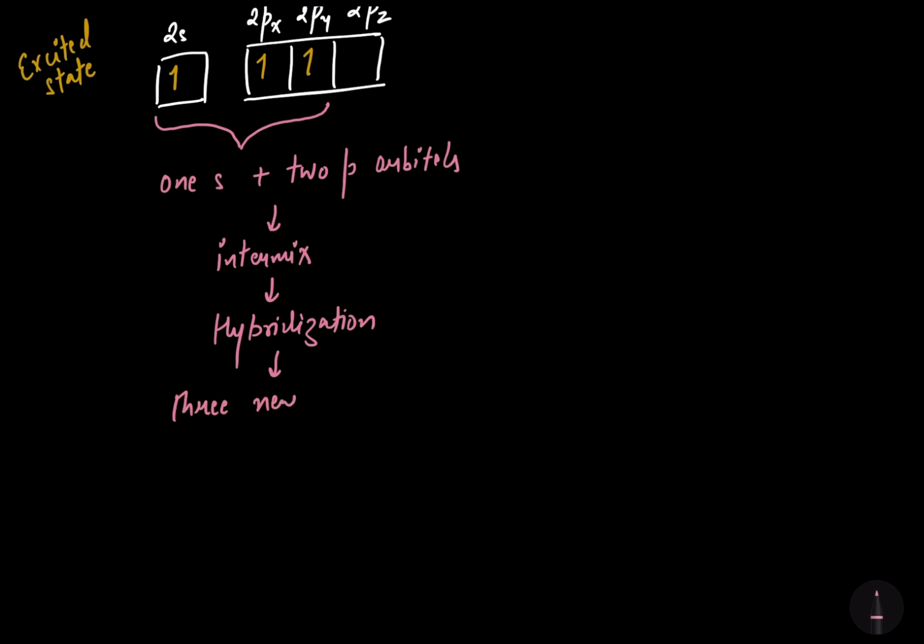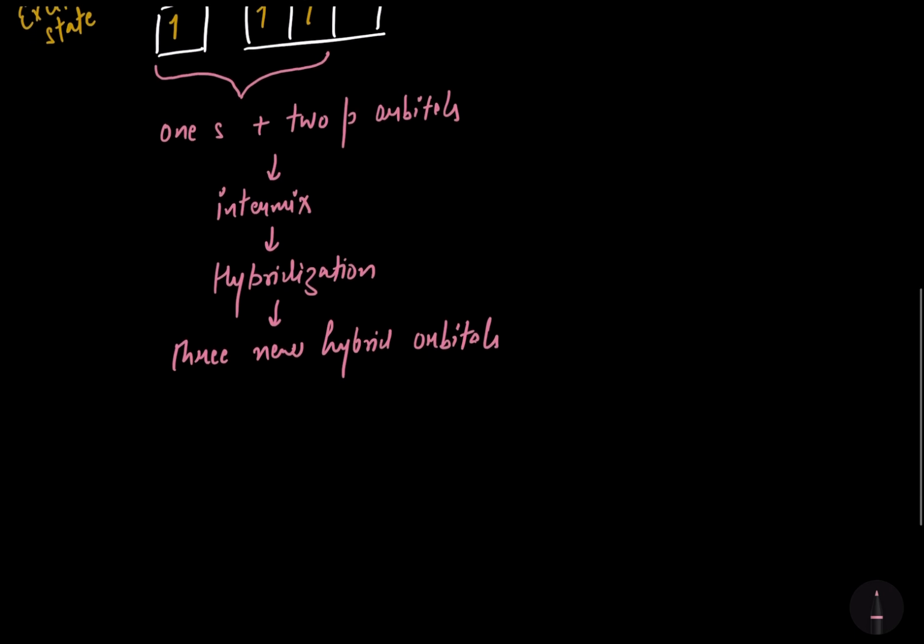What will we get? 3 new hybrid orbitals which have equal energies. So you can also say 3 new hybrid degenerate orbitals. We got the 3 new hybrid orbitals formed by mixing 2s and 2p. That means the hybridization will be sp2.